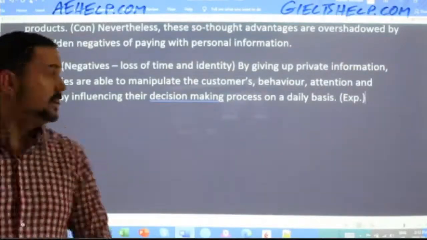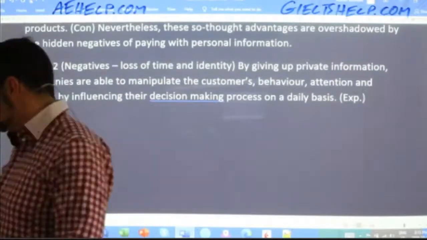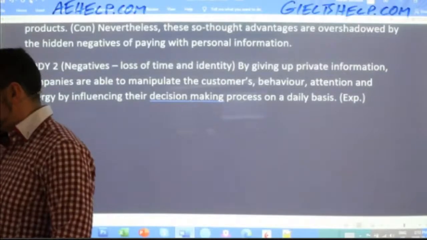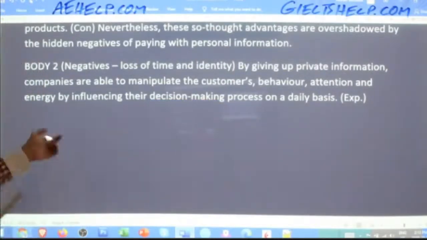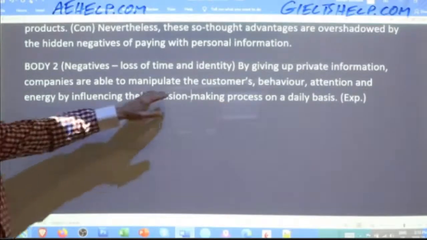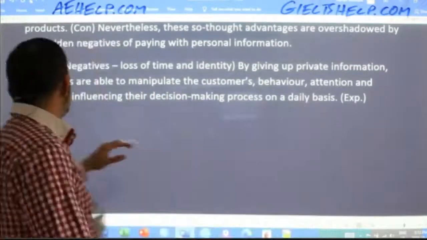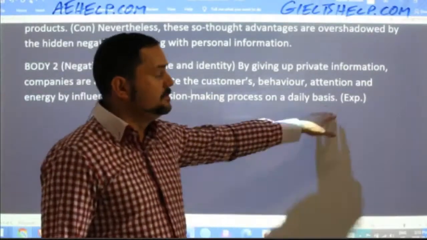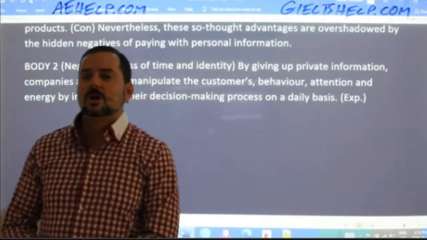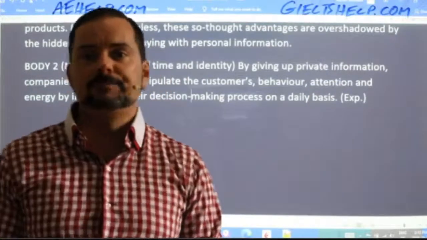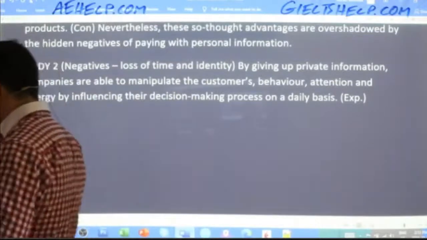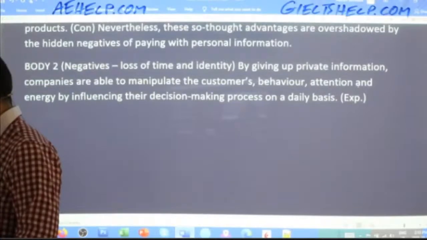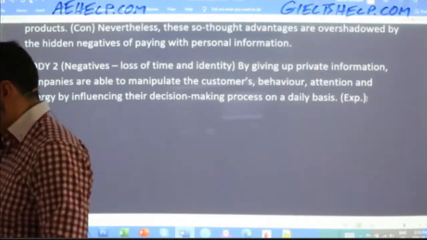I'll read my topic sentence here. And you'll see we're very much on the same page so far, okay? So by giving up private information, companies are able to manipulate the customer's behavior, attention, and energy by influencing their decision-making process on a daily basis, okay? So what do you mean? Explain that, right? Okay. How do they do that? Okay.